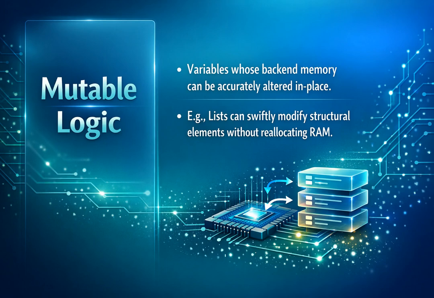Mutable types, like lists and dictionaries, can be changed in place. If you modify a list, the change happens directly in memory without creating a new object.